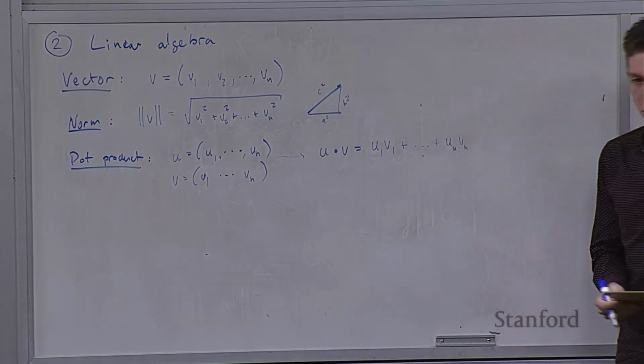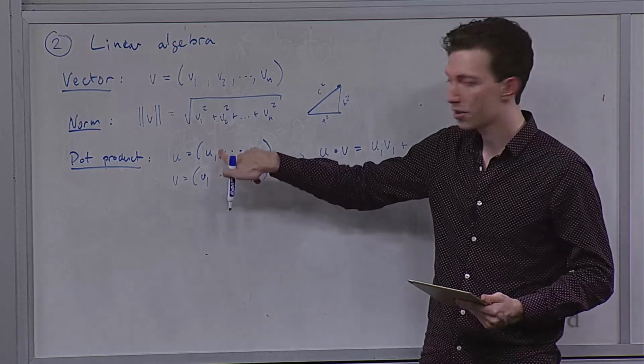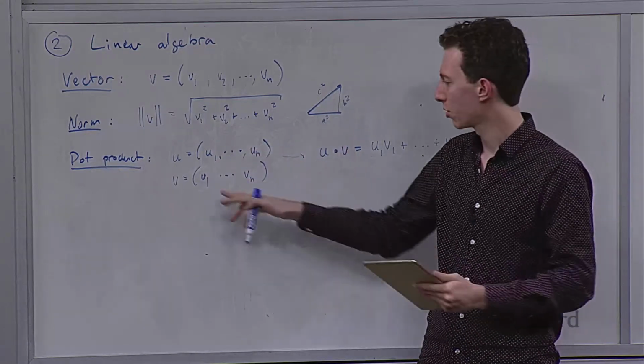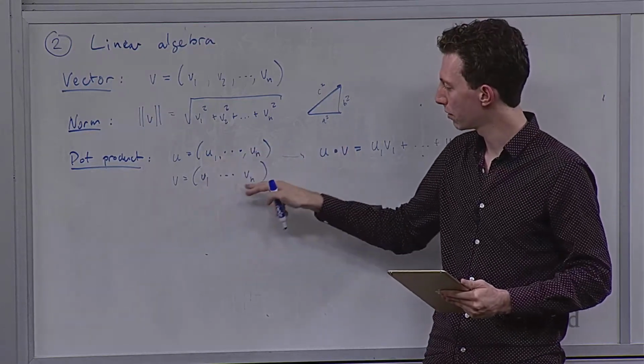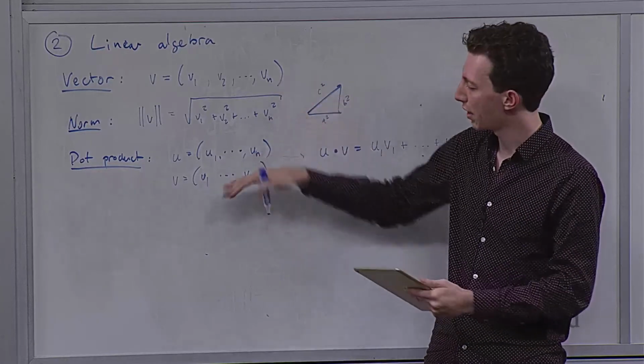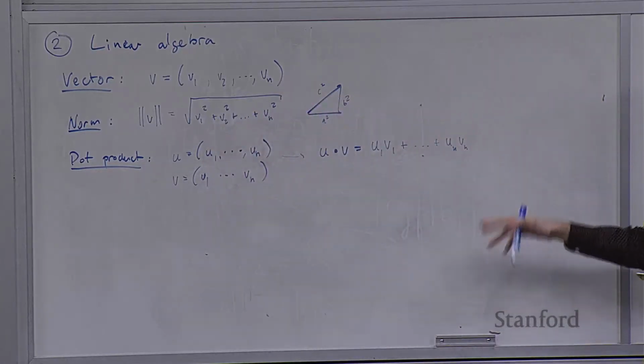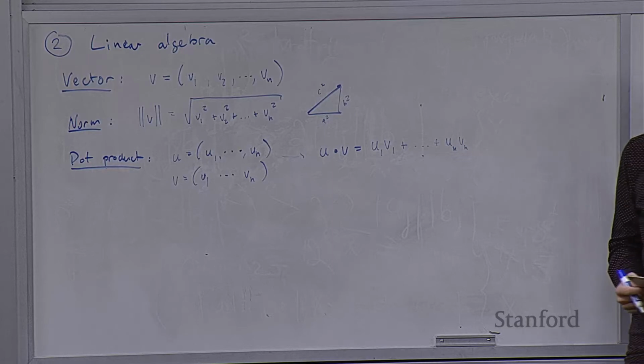A nice way you can picture this is you stack these two vectors together and take the product. So I have v1 times u1, up to vn times un, and then I just sum across that whole vector. That gives me the dot product.